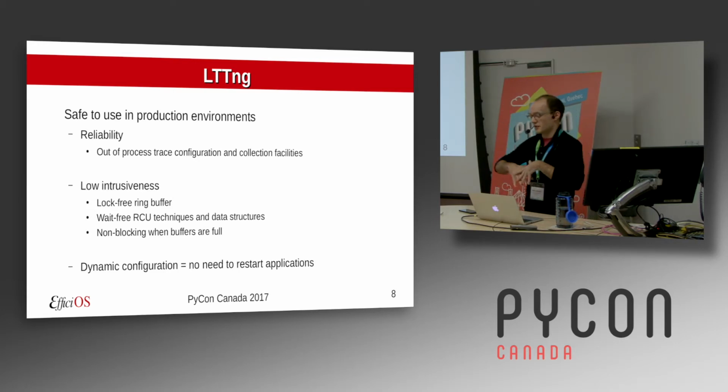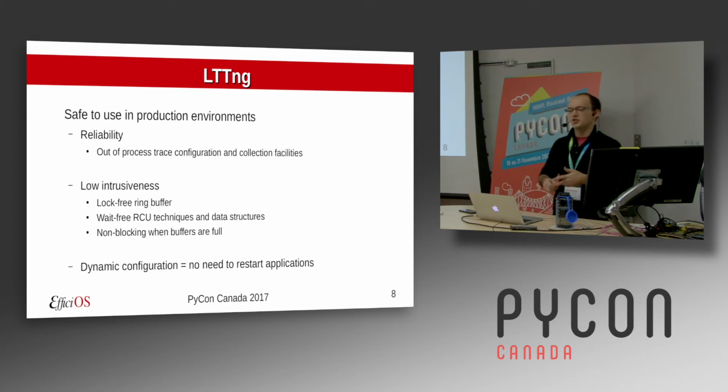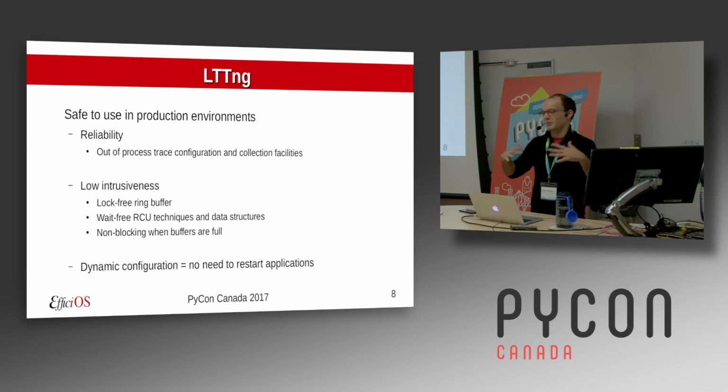Everything is built out of the process of the applications. So the applications are just going to be writing to shared memory, and the rest happens outside of the application. So basically, if we make a mistake and LTTng crashes, you don't lose anything. You lose tracing, but you don't bring down the system or the applications.